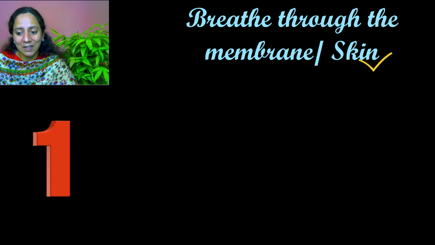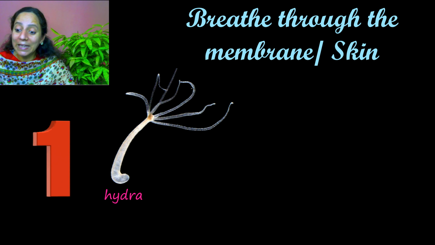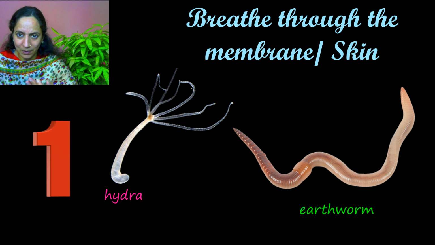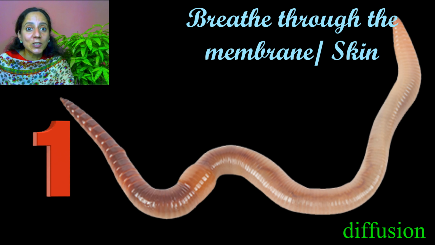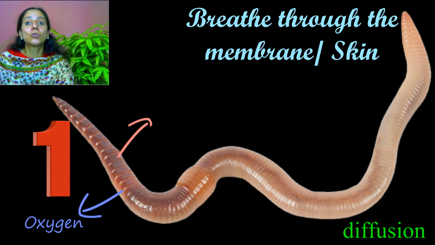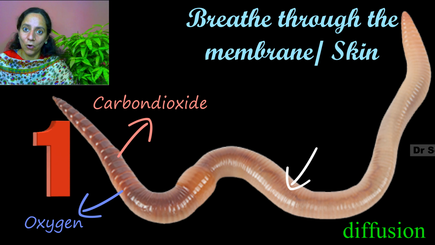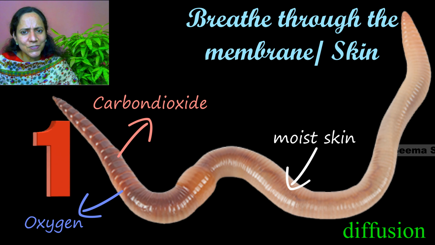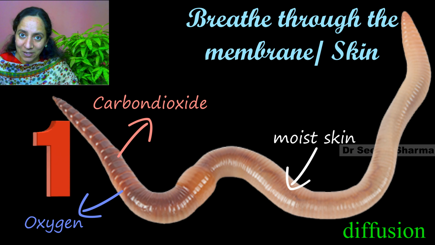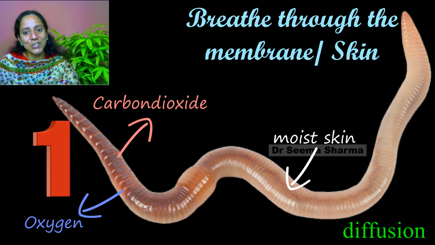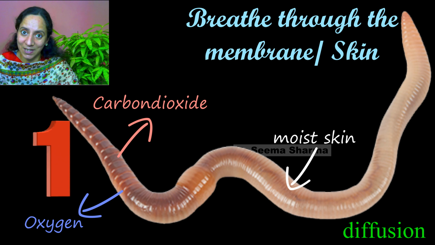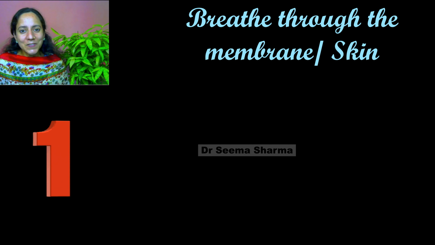Next, through skin. We do have certain organisms like hydra. It's an aquatic organism. Earthworm lives in the agricultural field and soil. This exchange of gases takes place through diffusion only, but through the moist outer surface or through their skin. Their moist skin enables these organisms to go for respiration and exchange of oxygen and carbon dioxide through this skin. So this is about exchange of gases through cell membrane or skin.